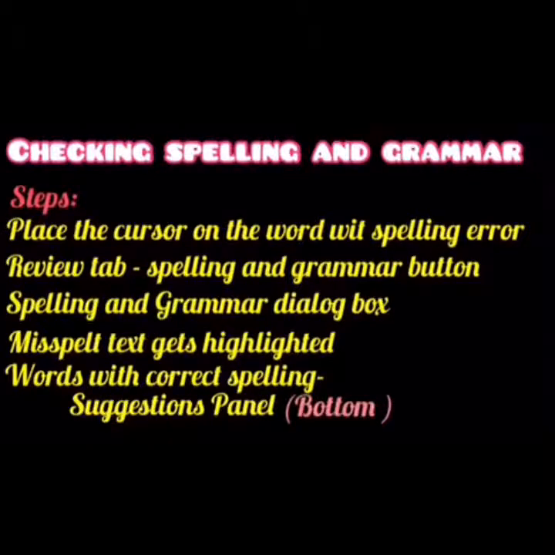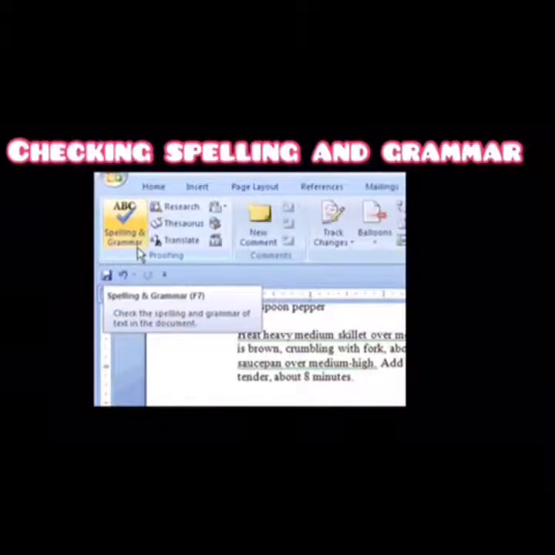So what are the steps? The first step is that when a spelling mistake is made in the word, it will be underlined with red color. If a grammar mistake is made, it will be underlined with green color. So once we see that red line under a word, I have to place the cursor in that spelling. Then I have to click on the review tab and the spelling and grammar button. As soon as I do that, the new box, that is the spelling and grammar dialog box, will appear and the wrong spelling will be highlighted.